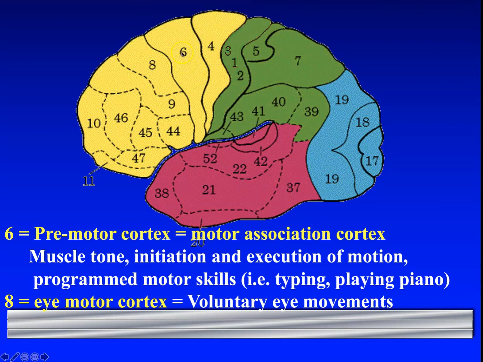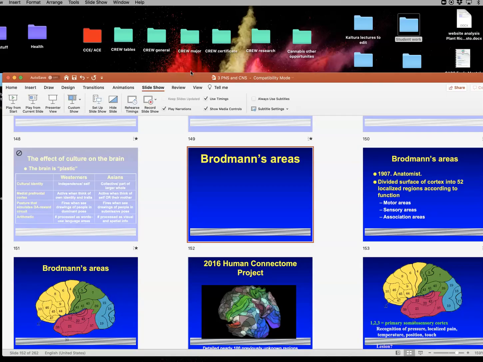Area 6, we'll talk about this more later in the semester, but this is the motor association cortex, and this is going to assist in movements. It's more for planning and anticipating movements. It's also for movements that you do a lot. So the first time you learn to type, you're very self-conscious and conscious of moving your fingers, but now your fingers just go, or playing the piano, your fingers just go.